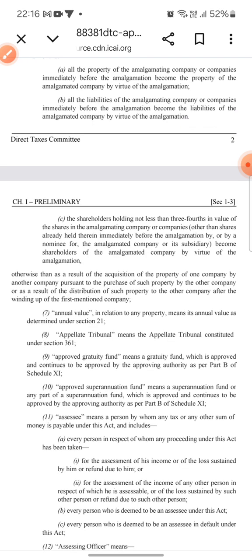So this is the definition of amalgamation in the Income Tax Act 2025.